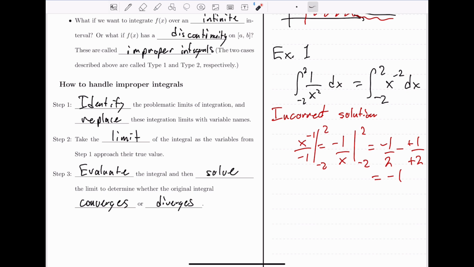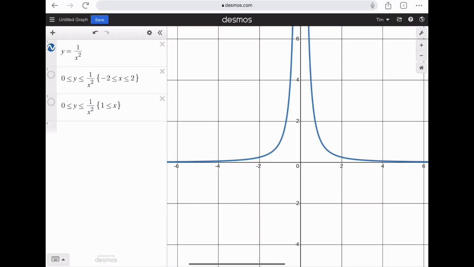Remember, we're finding the area under the curve of 1 over x squared from -2 to 2, and using this incorrect method, I got an answer of -1. Let's look at the graph and see if this makes sense. Here is the graph of 1 divided by x squared. If we integrate from -2 to +2, the region looks like that. This region is all above the x-axis, and area above the x-axis should be positive. But in the example that we just worked through, we got -1 as the area. There's a problem here. Our approach of solving that definite integral didn't work.